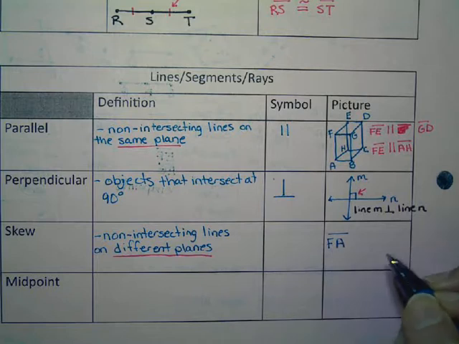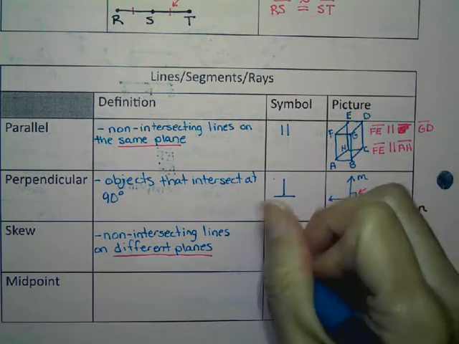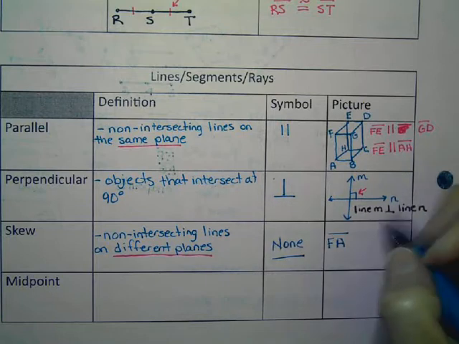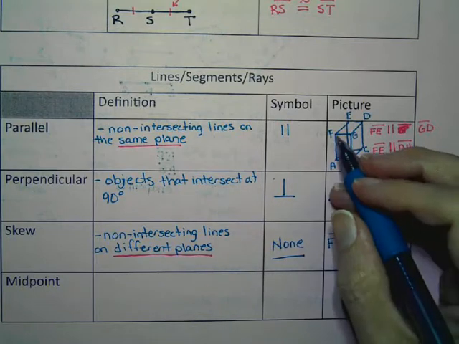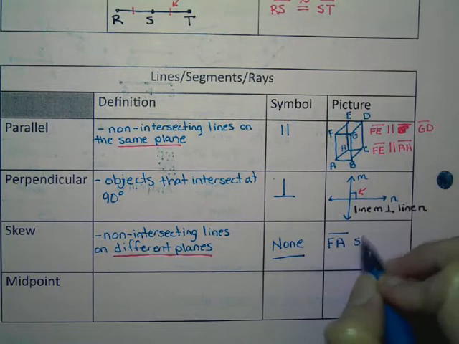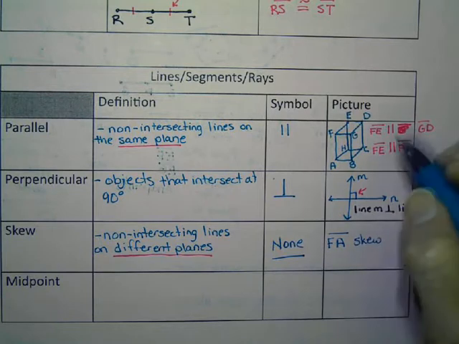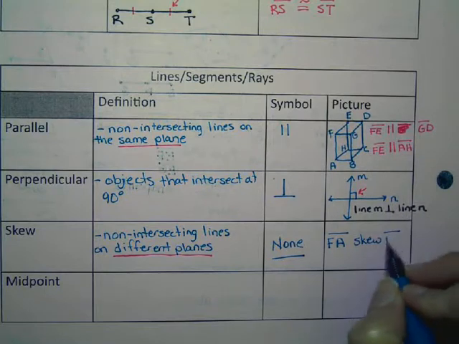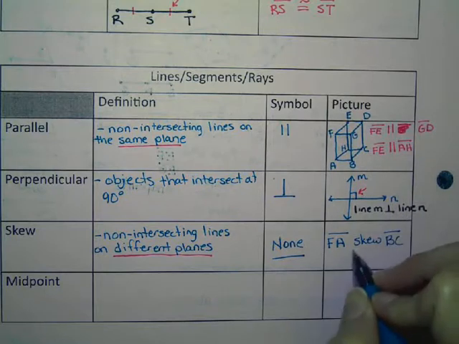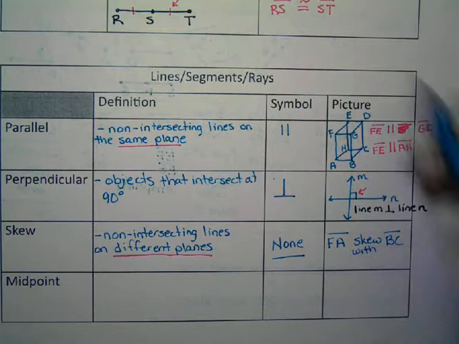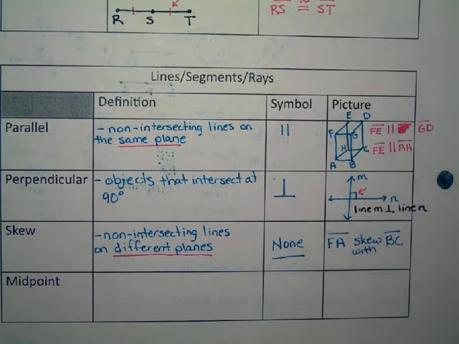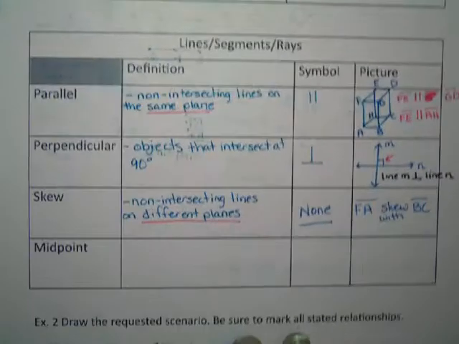Unfortunately, there is no symbol for this, but I could say segment FA here, this front corner, is skew with, let's say, BC. Because this line is going vertical, this line is going horizontal, but those lines would never intersect. So that's an example of skew.